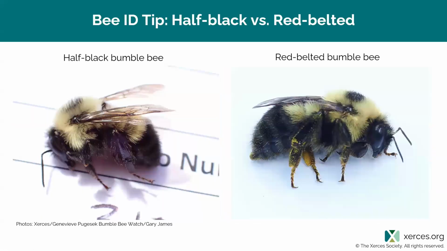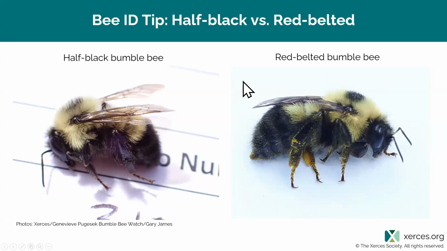I think it can be easy to get red-belted bumblebees that are really dark mixed up with half-black bumblebees. If you remember from our webinar last week, half-black bumblebees are mostly yellow and they have yellow on T1 and T2. Red-belted bumblebees that are darker morphs can look a lot like that. This individual, at first glance, has a similar color pattern. It's mostly yellow on the thorax, has yellow on T1, T2 is mostly yellow, and the rest of the abdomen is black.